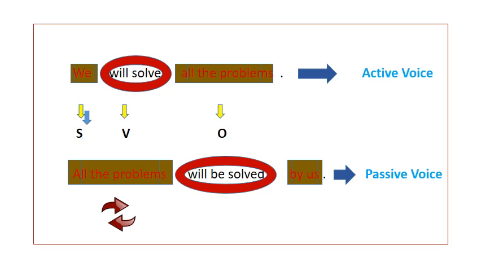Now let's focus on the verb. The verb of the active voice sentence is "will solve," and it shows that it is future simple tense. So this is future simple tense and it is an active voice sentence. So in the passive voice, "will solve" will become "will be solved." So the answer is "All the problems will be solved by us."